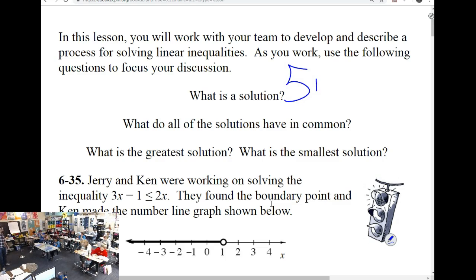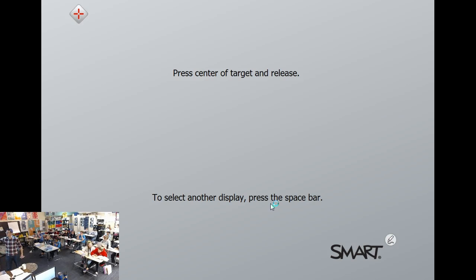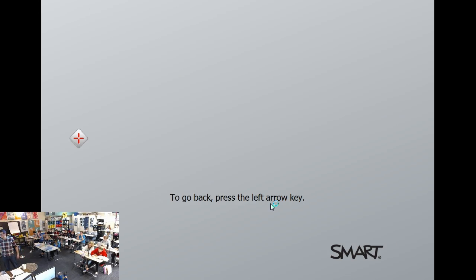Maybe. If I give you something like that, and I ask you to find a solution or multiple solutions, yeah, x could be 7. So I don't want values for x. I still want to define what it means for something to be a solution.